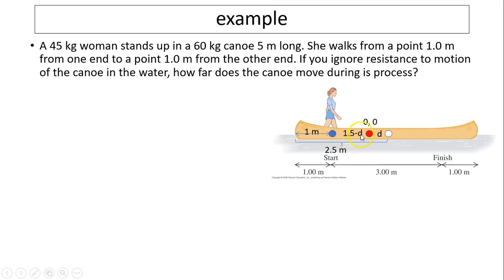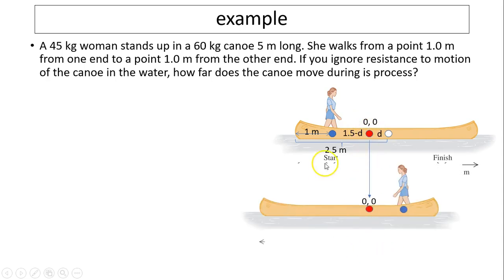So the distance from the woman to the center of the mass would be 1.5 minus d. So let's use the center of the mass. Position is 0, 0. Why is that? Because when the woman moves, the center of the mass is not moving, but the boat is going to move to the other side. And here is the middle of the boat. So the middle of the boat was here, d. The middle of the boat is going to be here.